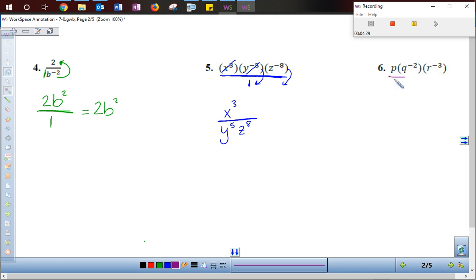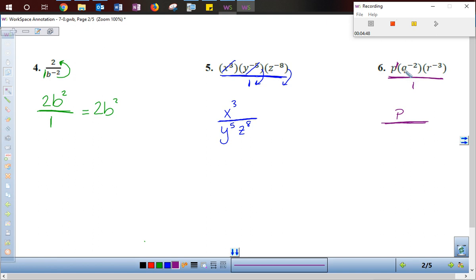Remember, this is like one big fraction, and we're going to look at each one individually. So if I start with p, p doesn't have an exponent, which really means that it has an exponent of 1. That's like saying p to the first. Well, that 1 is positive, so it can stay put. It can still stay as the p in the numerator.